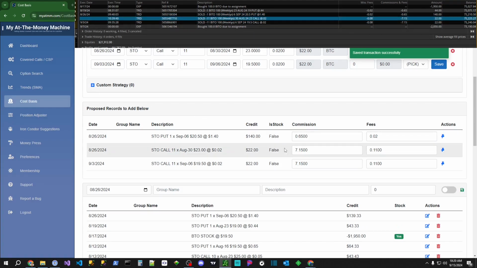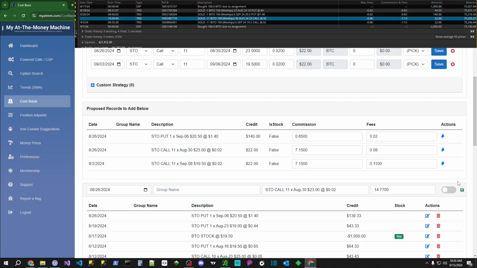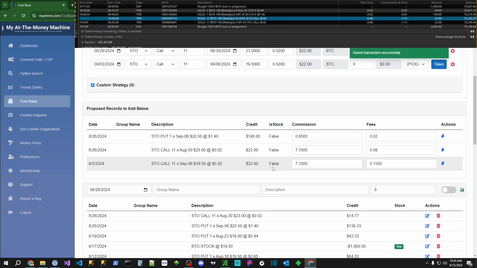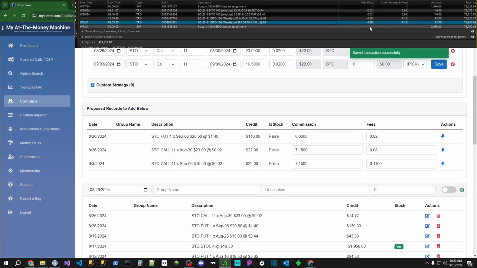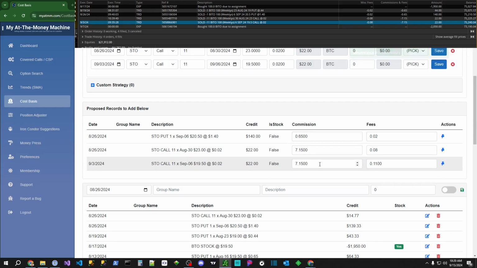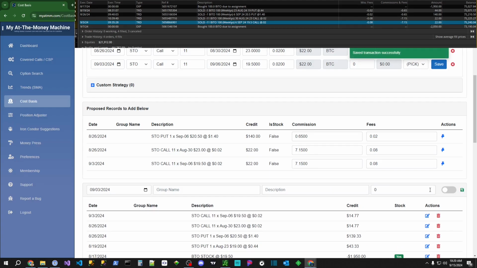The next one's 22, 715 is the commissions, and we did 8 cents in miscellaneous fees. Move that down, save it. And the third one right here is also 715 in commissions and 8 cents in fees. All right, move that down, click save. There we go. So we have now retained all of those transaction history items.